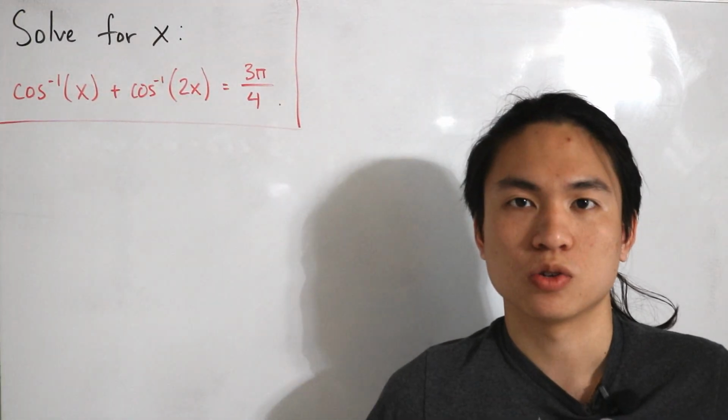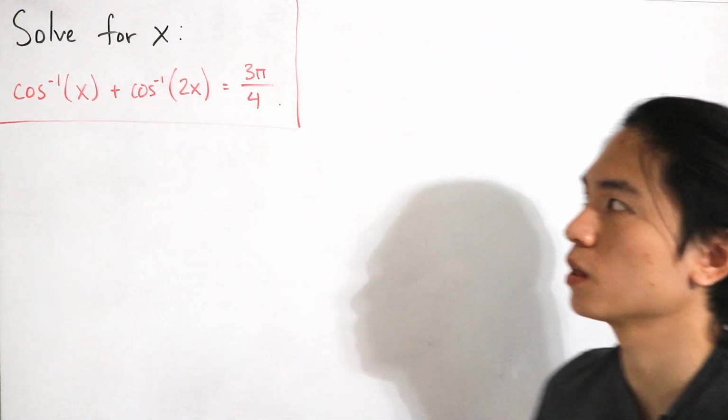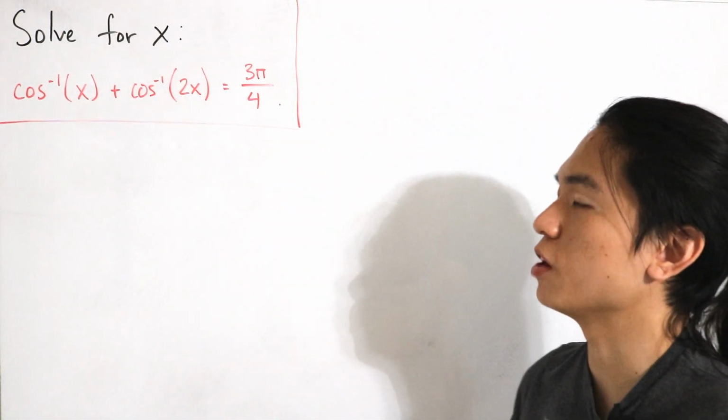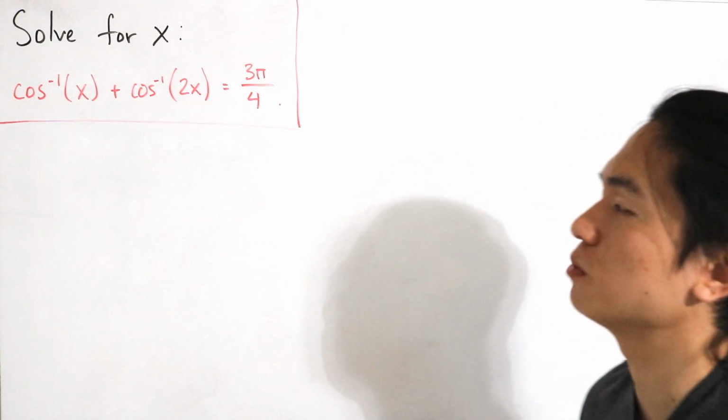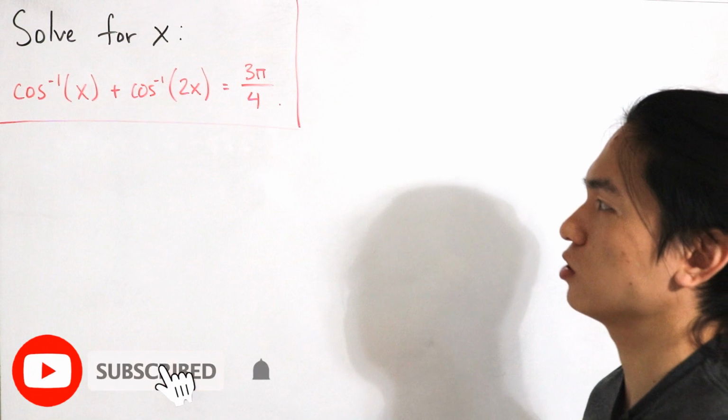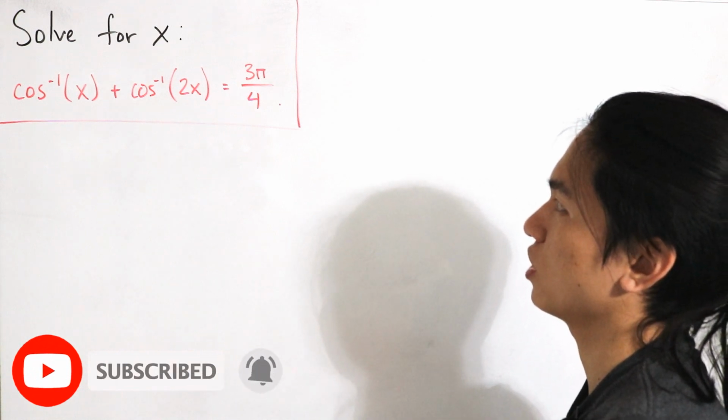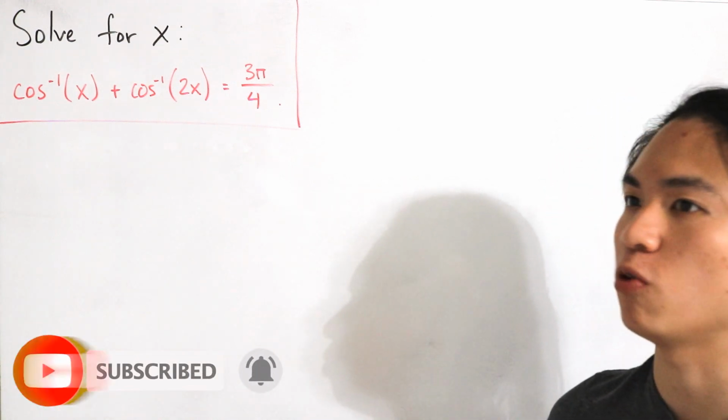Okay, so welcome back to another video. Here's a nice inverse trigonometry problem dealing with inverse cosines, and we have to find solutions x such that inverse cosine of x plus inverse cosine of 2x is equal to 3 pi over 4.